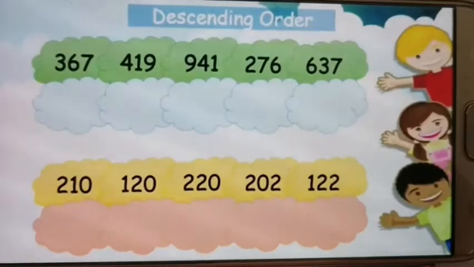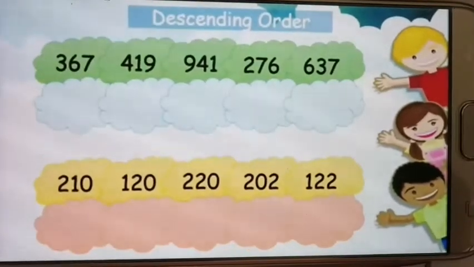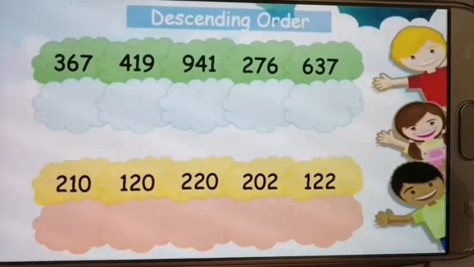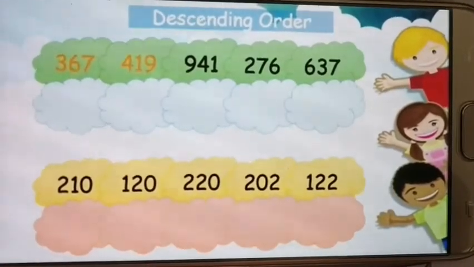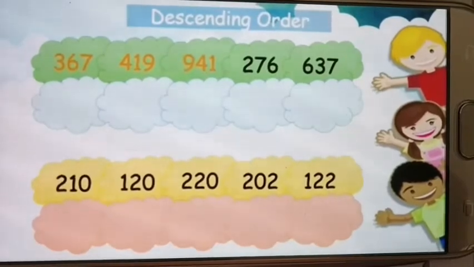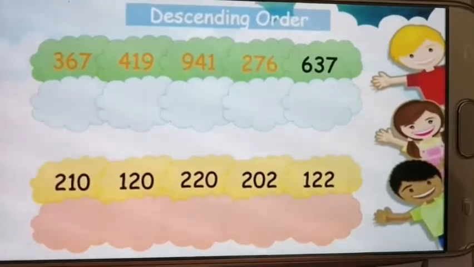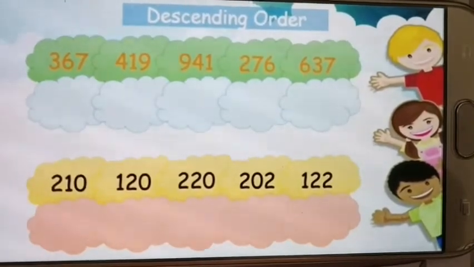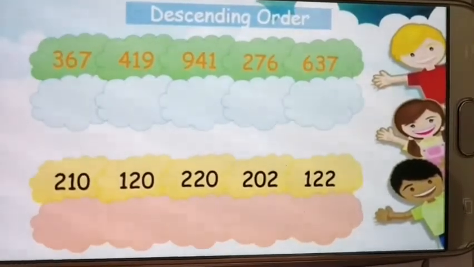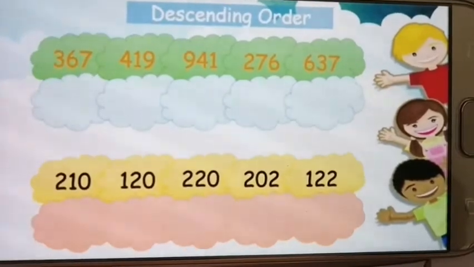We will arrange the numbers in descending order. Let's read the numbers first: 367, 419, 941, 276, 637. Now in descending order, as I have told you, we arrange the numbers from greatest value to smallest value.